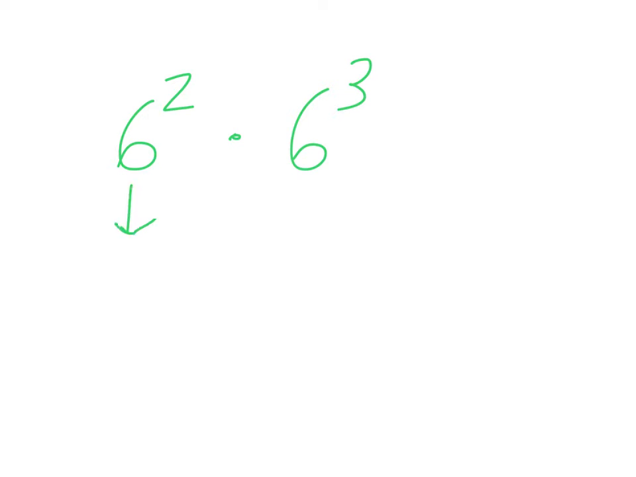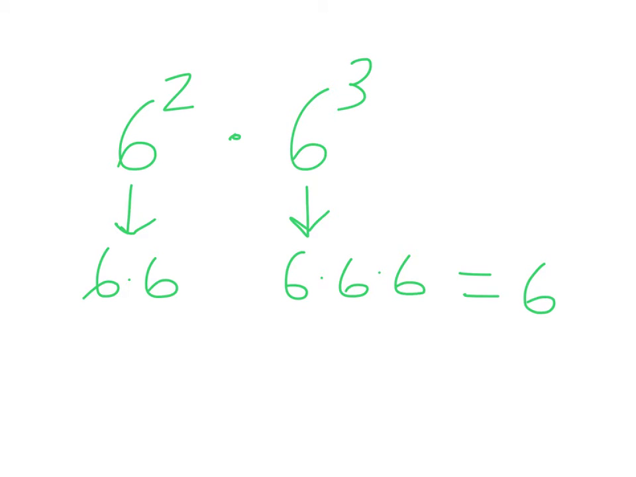I can take 6 to the second and rewrite it as 6 times 6. I can take 6 to the third and rewrite it as 6 times 6 times 6, which happens to be my favorite number. And I can see that 6 to the second times 6 to the third is really 6 times 6 times 6 times 6 times 6, which equals, let's see, I'm using the number 6 over and over. How many times? 5. So 6 to the second times 6 to the third equals 6 to the fifth.